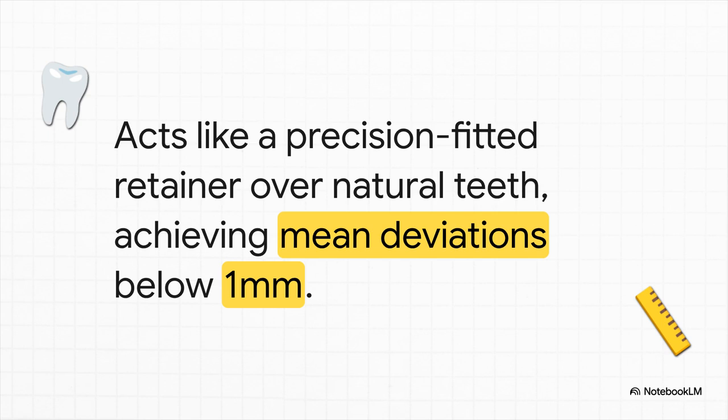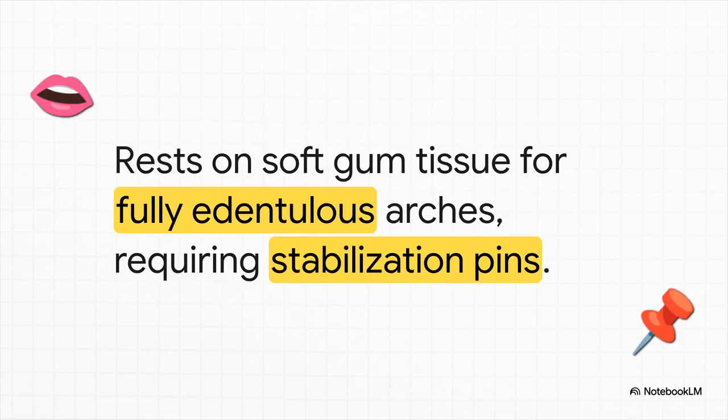In fact, the data shows these guides achieve the highest accuracy across the board, with mean deviations often sitting nicely below 1 millimeter at the implant apex. It's really hard to beat that kind of precision. But what if the patient just doesn't have enough remaining teeth? Well, that's where mucosa-supported guides step in.